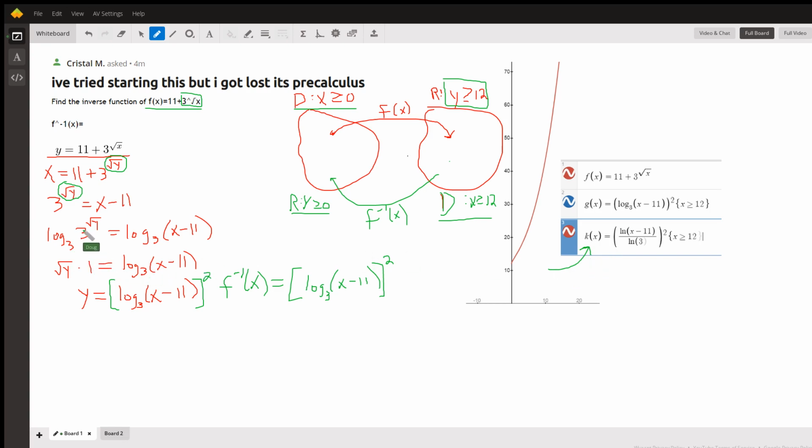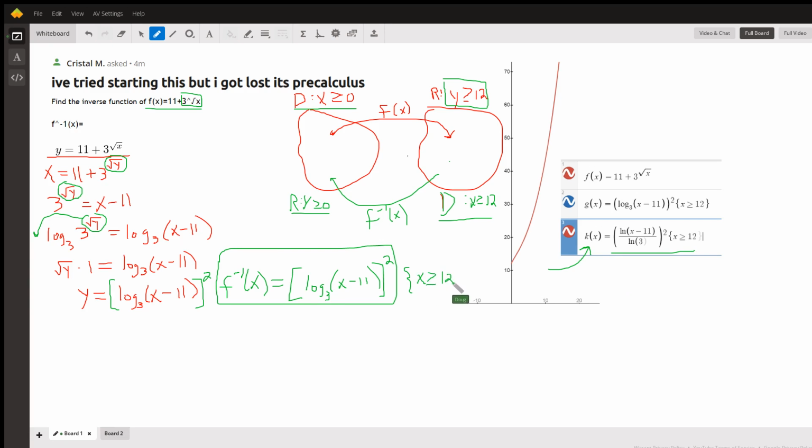But if we use log base 3, and then picture moving this exponent down front using the power properties of logarithms, the log of 3 base 3 is 1. So we take the log of both sides over here, base 3, and then we square both sides to get rid of that radical. So we have the log of x minus 11 base 3, the quantity squared. That's f inverse. Again, if you use natural logarithm, it would look like this over here, a little bit messier, but we still have to restrict the domain of the inverse function to be greater than or equal to 12.